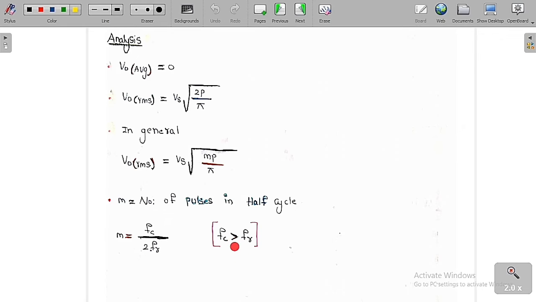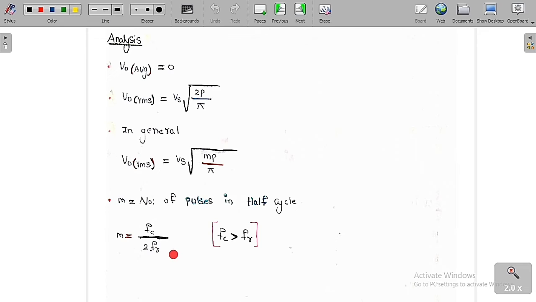So when fc is greater than fr, only then are we going to get multiple pulses in 0 to pi, in 0 to half cycle. In the half cycle we get more pulses if fc is greater than fr. Otherwise we get only one pulse. So m is equal to fc by 2fr gives the relation; it tells you the number of pulses present in the half cycle of the output voltage. The frequency of the reference signal is always equal to the frequency of the output voltage signal, whereas by increasing the frequency of the carrier signal we increase the number of pulses in the half cycle of the output voltage.